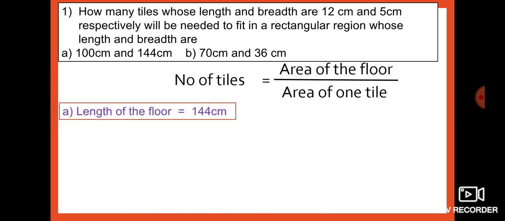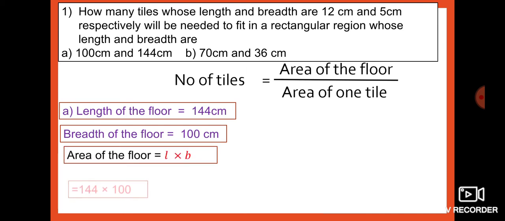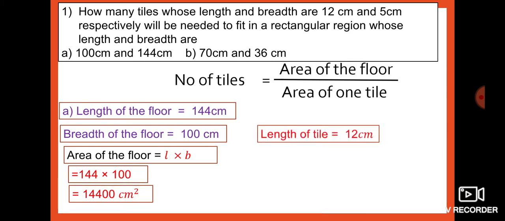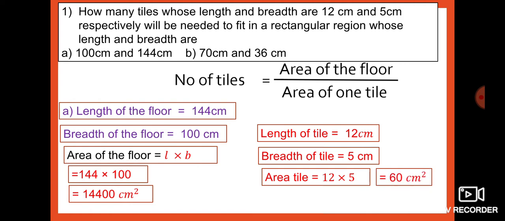First question A. Length of the floor 144. Breadth of the floor 100. Then area equal to L into B. 144 into 100. That is 14,400 centimeter square. Then area of one tile. That is length of tile 12 centimeter. Breadth of tile 5 centimeter. Area equal to L into B. That is 12 into 5, 60 centimeter square. Next we divide these two numbers. Number of tiles equal to area of the floor by area of one tile.